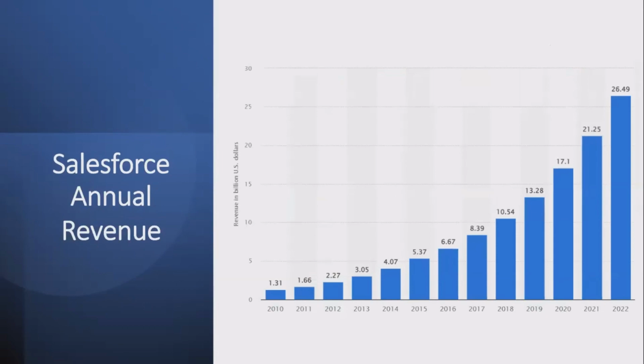And this is their year-on-year revenue. If you see from 2010 until the past 12 years, they are growing year on year. In 2020 they had annual revenue of 17.1 billion US dollars, in 2021 it was almost 21 billion dollars, and in 2022 it's 26. In the coming financial year, they are expecting it to grow up to $30 billion. That is the estimation as of now. So it has a large potential to grow, and they are acquiring a lot of products.